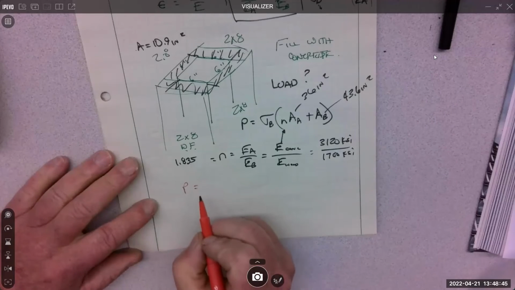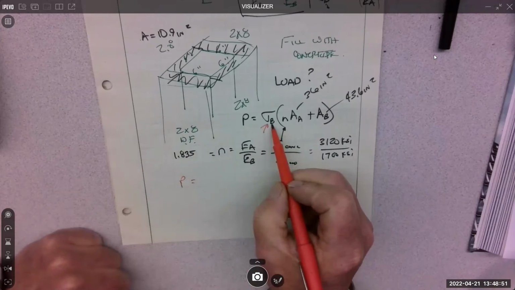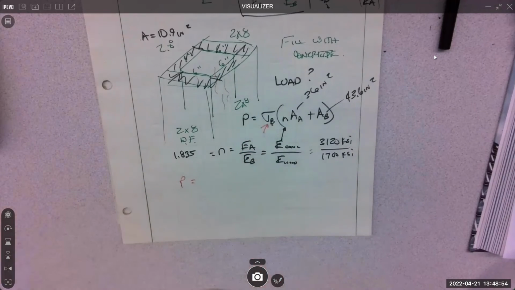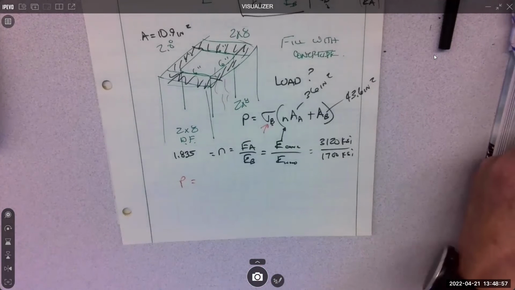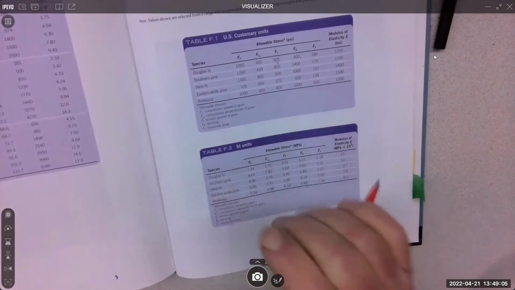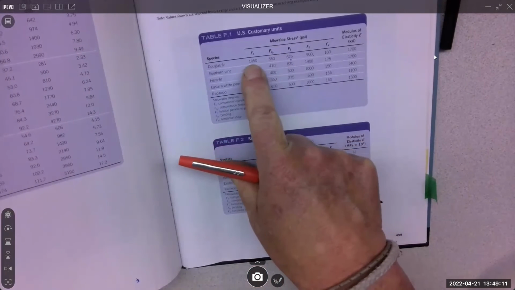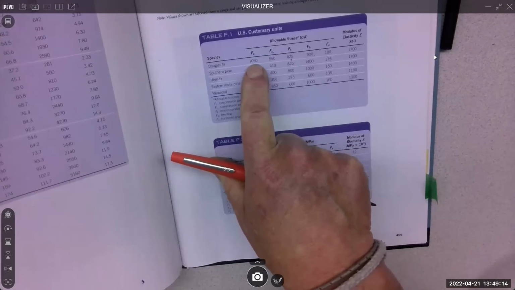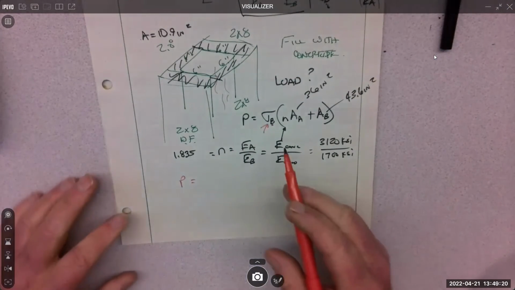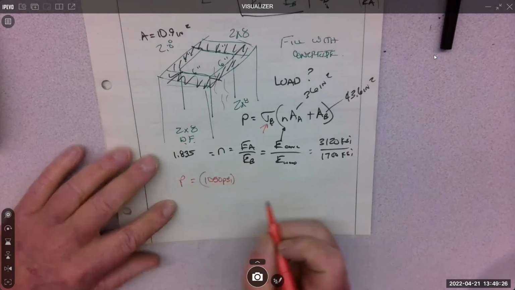P, the load, equals, I need the stress in B. B is the Doug Fir. And I need the stress parallel to the grain. So I've got to get that one still. This is a compressive stress. Parallel to the grain, that's F sub C. F sub C is 1050 PSI. That's this.